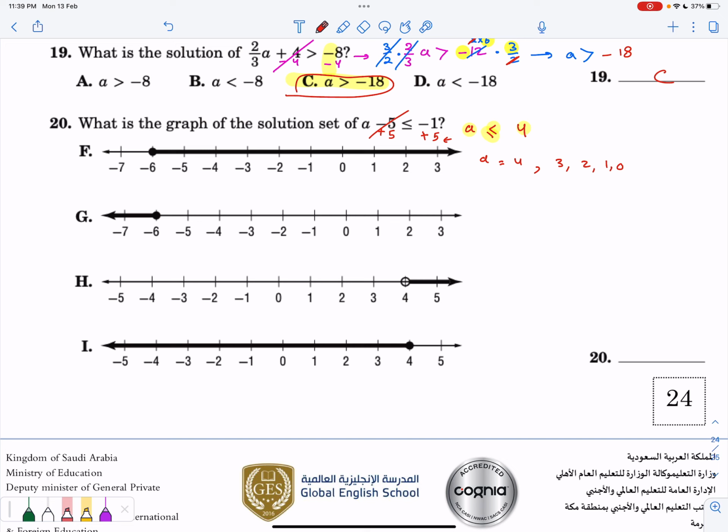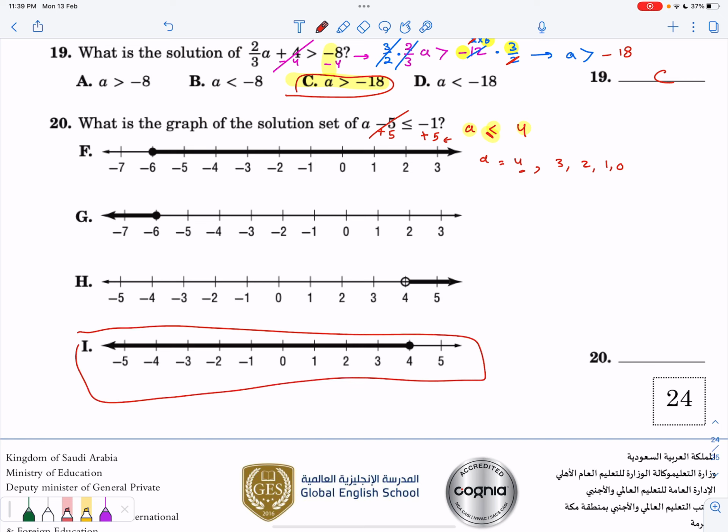So it's going to the small numbers, right? And the 4 is included because we have the equal sign here. So it must be the colored point, right? So what do you think, which one is the correct one? Of course, it's going to be I, because we know that a can be 4, 3, 2, 1. So here they are, and it is colored. So I is the correct answer.